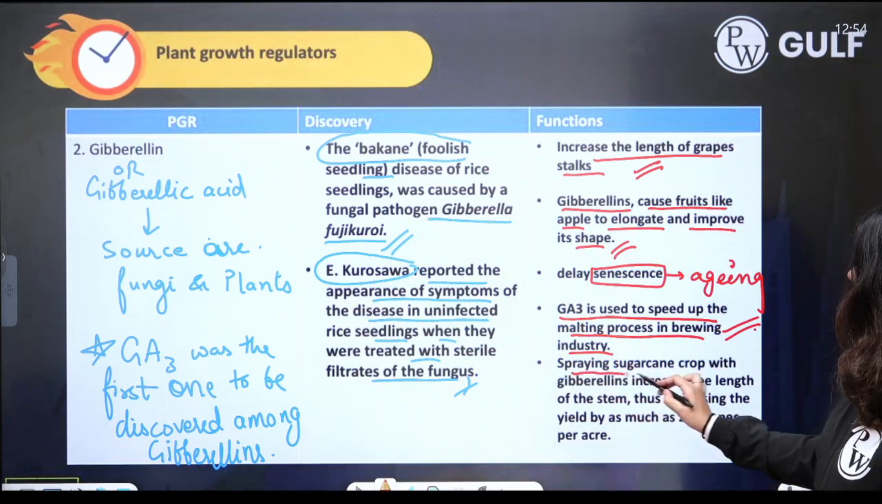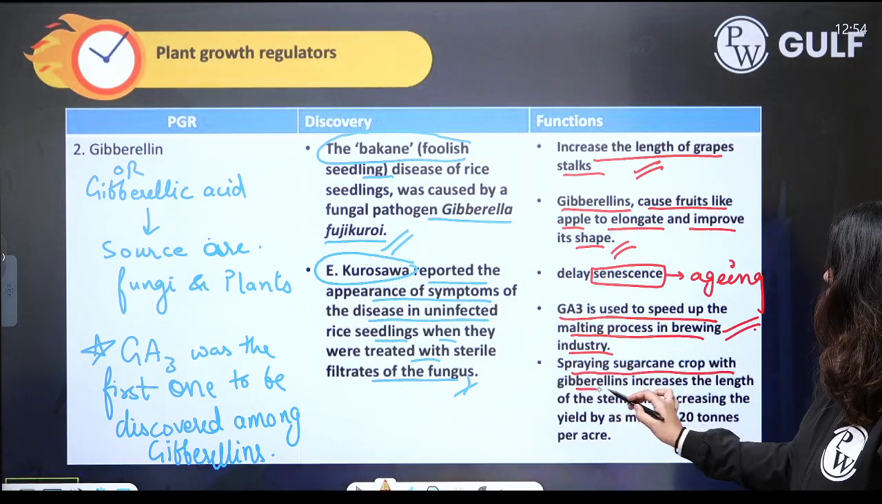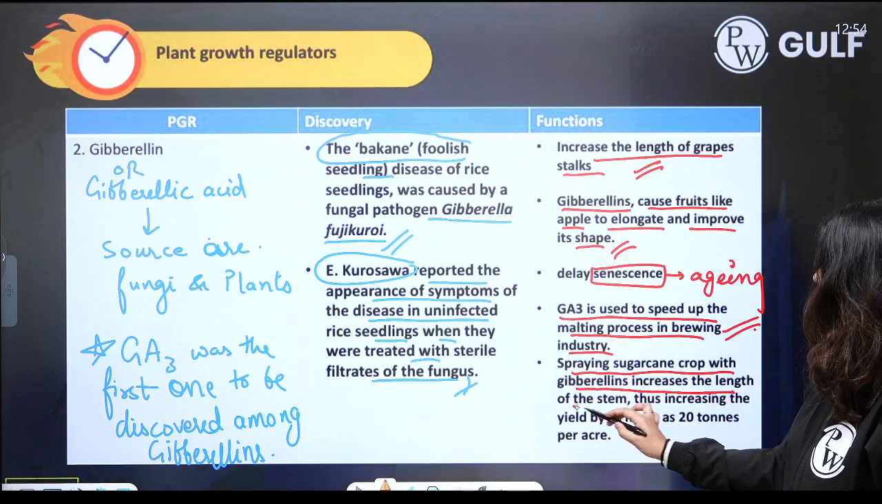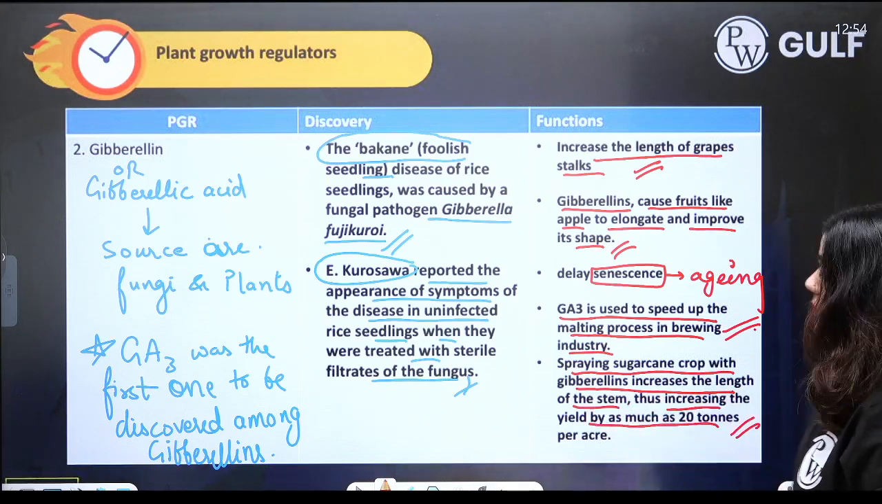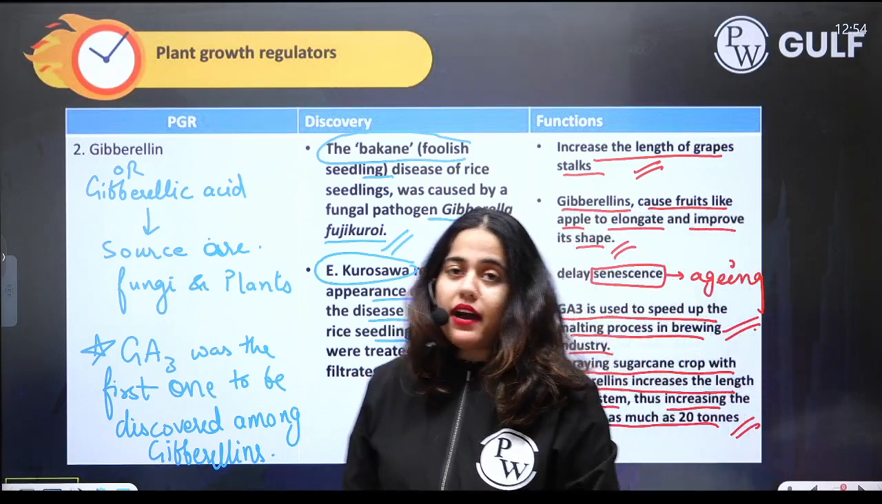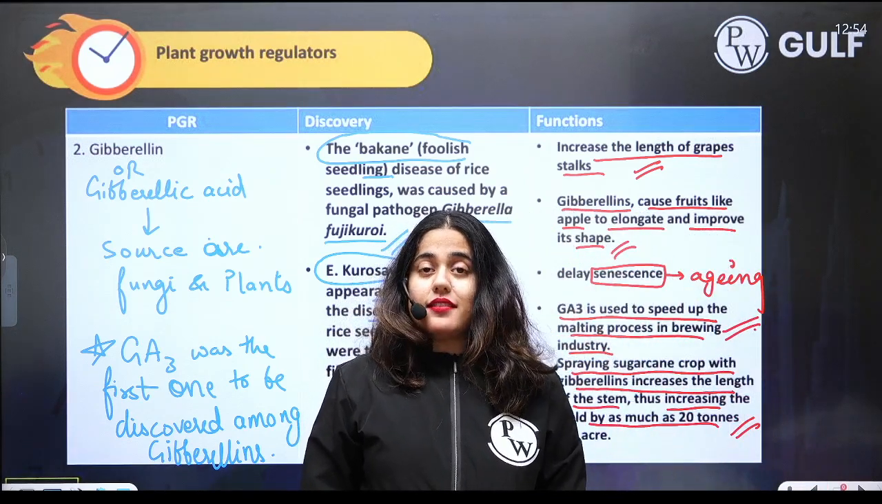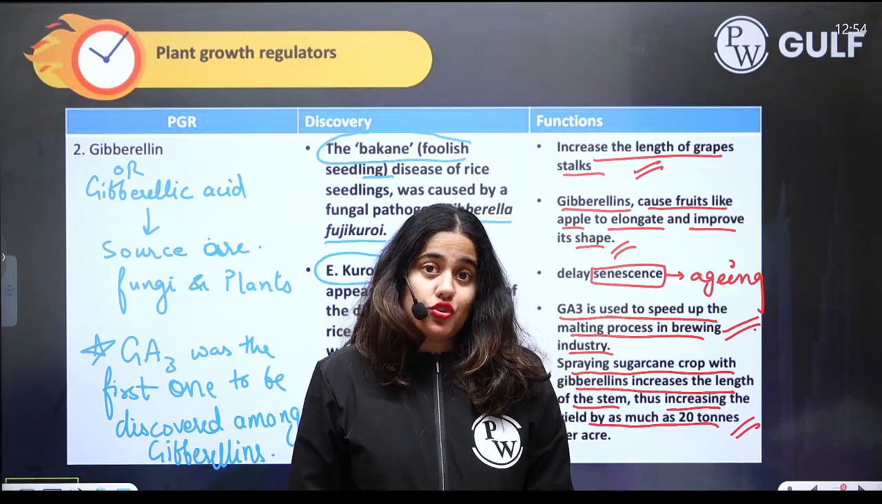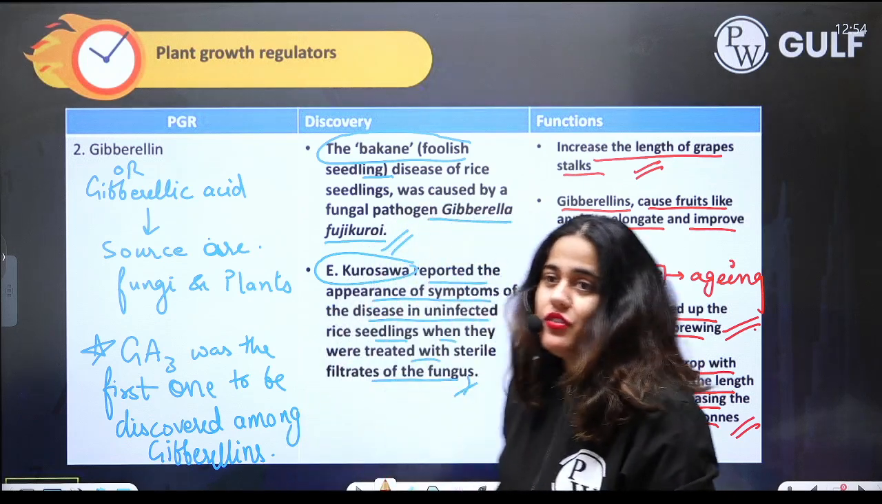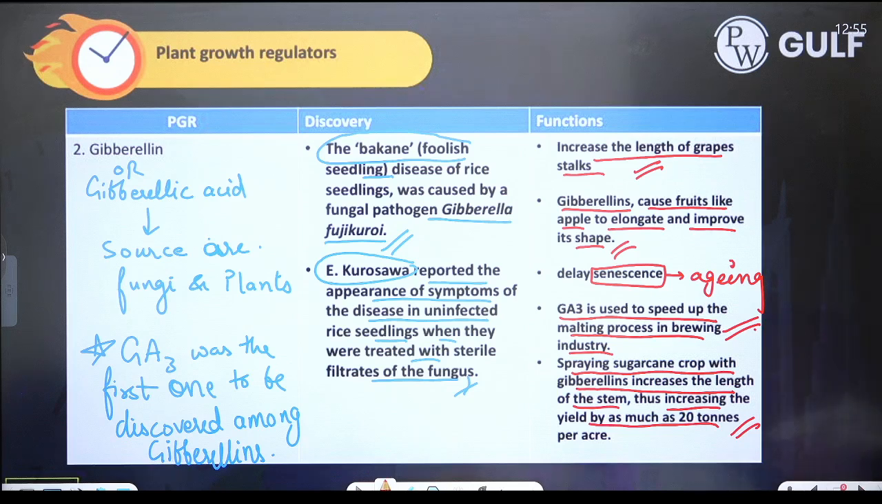Now, spraying sugar cane crop with gibberellin increases the length of the stem, thus increasing the yield by 20 tons per acre. So as you know, the part that we utilize in sugar cane is the stem. More stem means more sugar, right? More sugar means more yield. So yes, this gibberellic acid is used to elongate the length of the sugar cane, right?